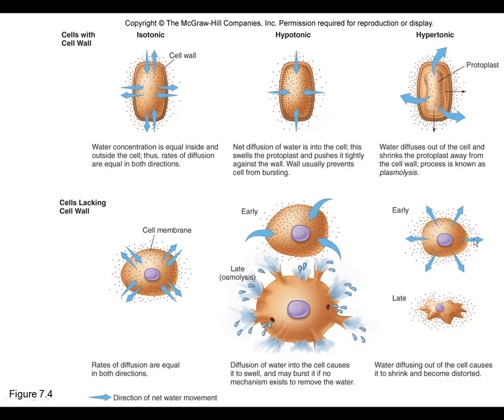If we have a cell that has no cell wall, basically the same thing is going to happen. Water is going to flow out, and pretty soon you're going to end up with a cell that is very distorted, has shrunken, and potentially could be a cell that doesn't have any ability to go through cell reproduction or anything like that. So you could essentially kill the cell through this hypertonic solution.